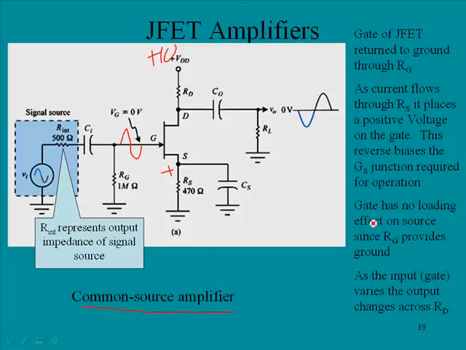The gate has no loading effect since RG provides the ground. We talked about that already. As the input varies, output changes across RD. So as we have an input that is varying, our output will vary across the drain, just like we did with a common emitter amplifier.